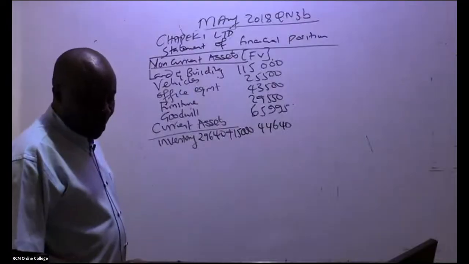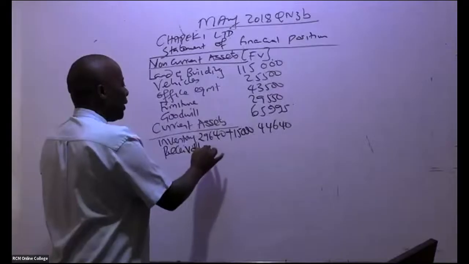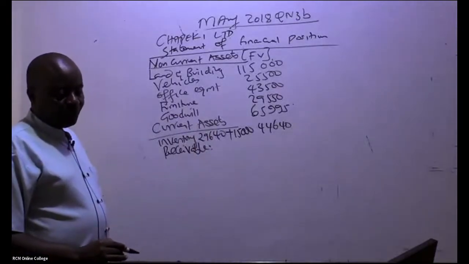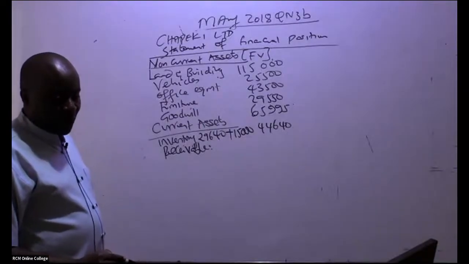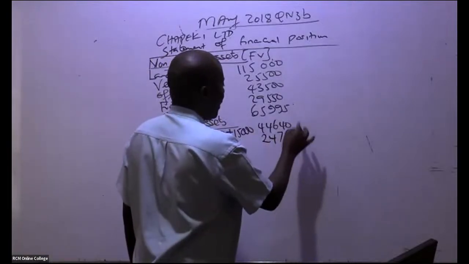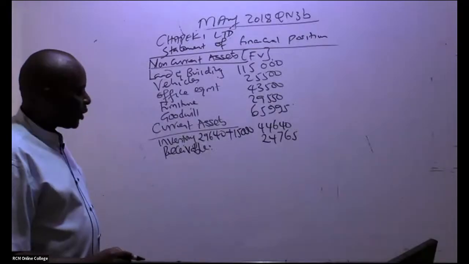So after inventory, we have receivable. There is no additional note on receivable. We had already computed this. How much do we have for receivable? 24,765. From there, ladies and gentlemen, of course, we have cash at bank.